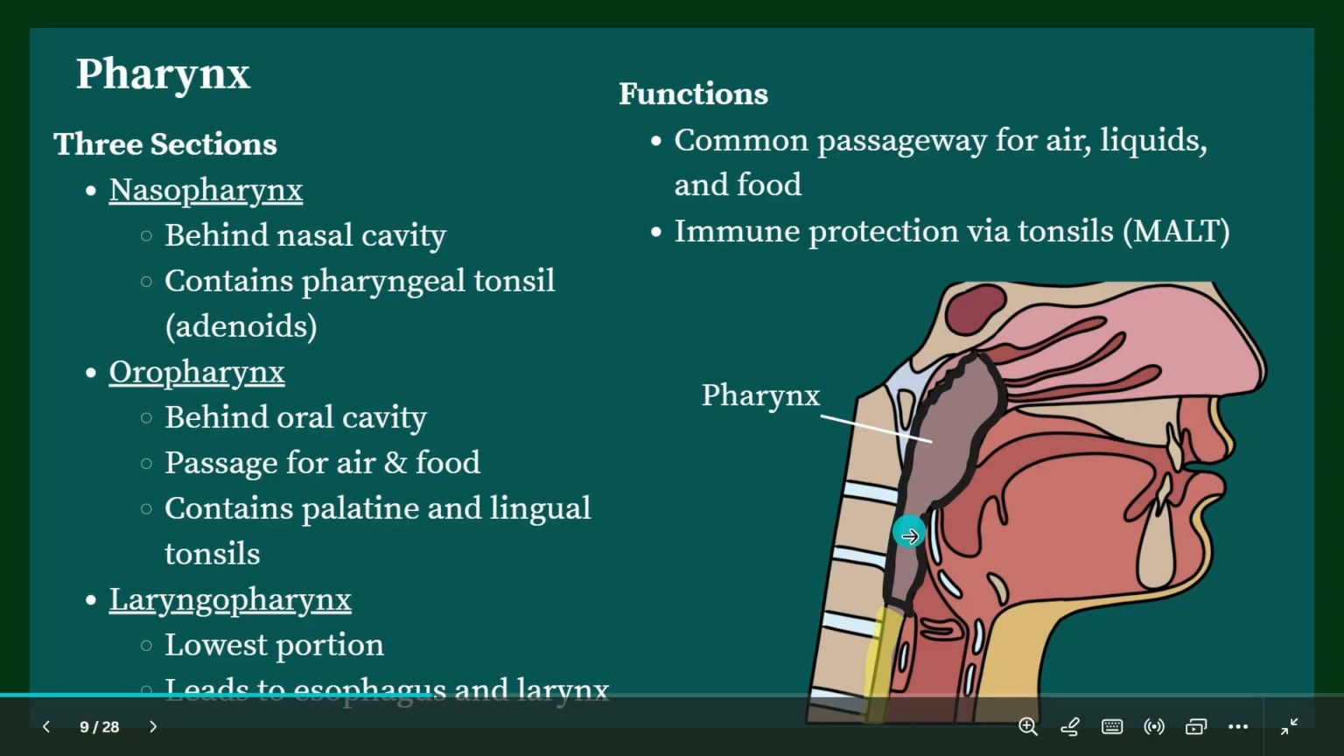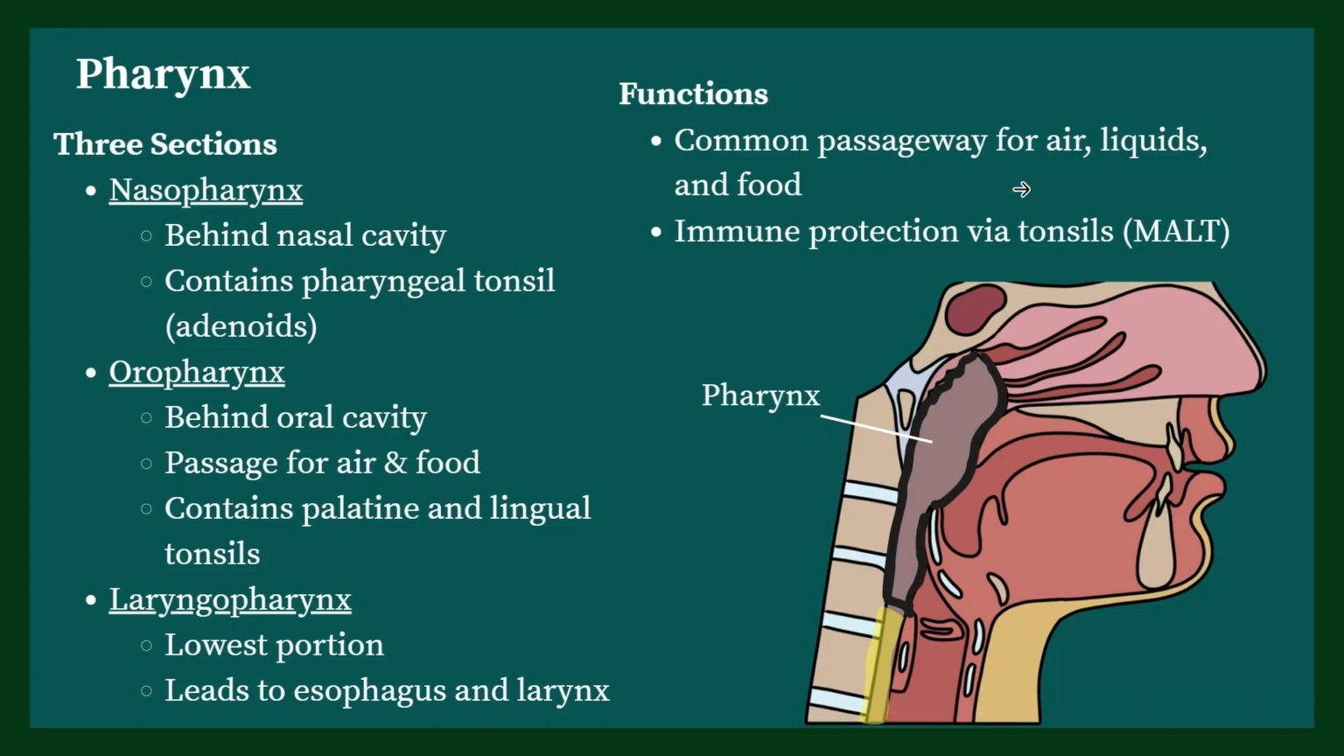So it's all a big pocket that's connected. This yellow strip right here would be the esophagus. And what happens is when you go to swallow food, this structure right here is called the epiglottis. It will close so that the food doesn't go down the windpipe. It only goes down the food pipe. So the food pipe is always open. Now you know. So yeah, common passageway, pharynx is for air, liquids, and food. And it has those tonsils for immune protection.